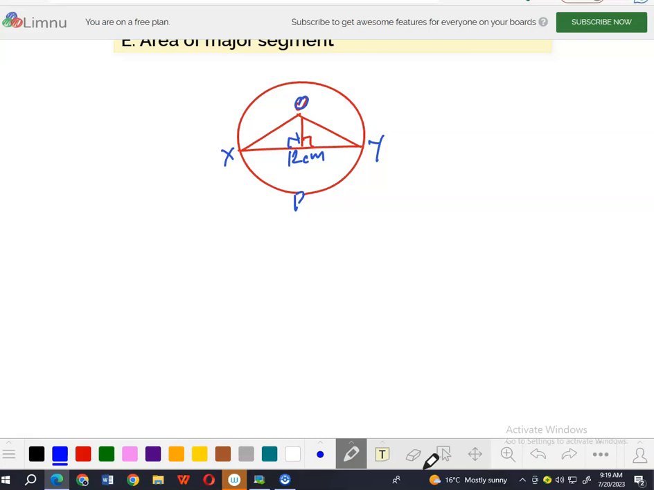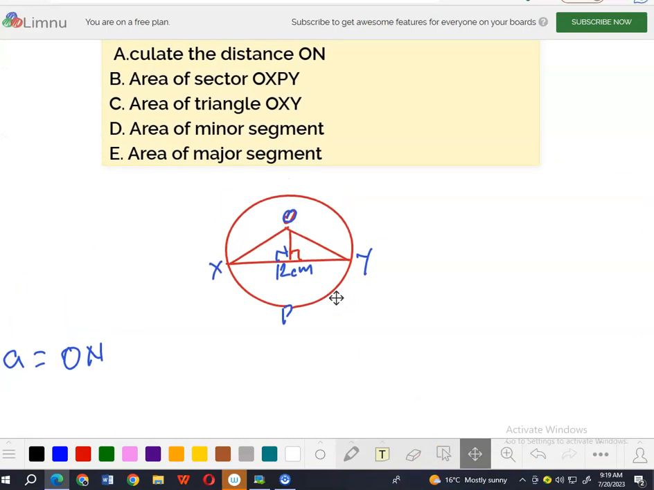The first one is ON. We are supposed to find ON. ON is just this right angle triangle that you can see here. So there is a small triangle that we want to calculate. So let's draw this triangle outside. If we draw that triangle, you will have something like this.